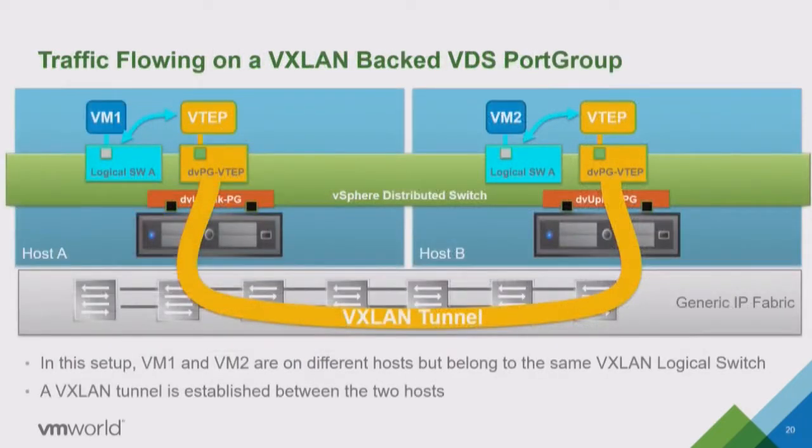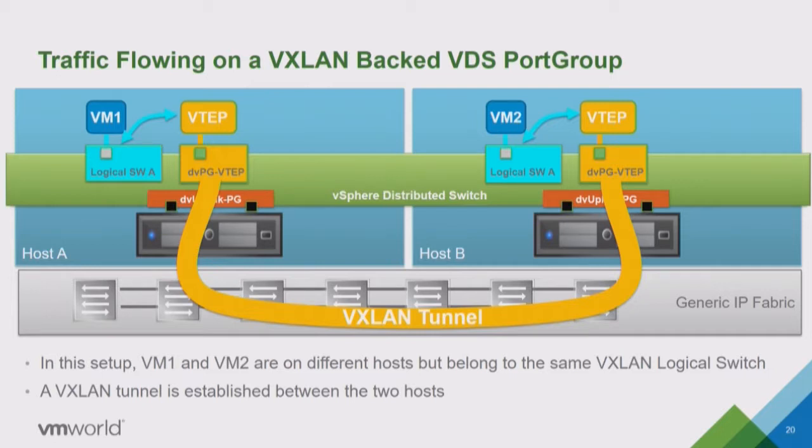So we created a logical switch A. VM1 is attached to that logical switch. VM2 is attached to that logical switch, but it's on a different host. And now we have a layer 2 or layer 3 fabric. It doesn't matter if it is layer 2. It doesn't matter if it is leaf and spine. Yes, there needs to be connectivity between the two hosts. Like I need to be able to reach the other host.